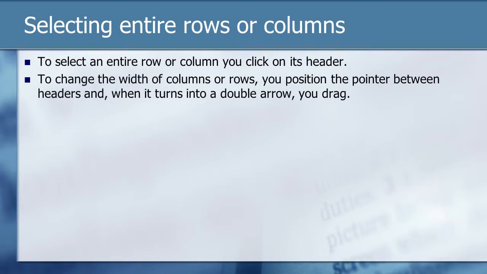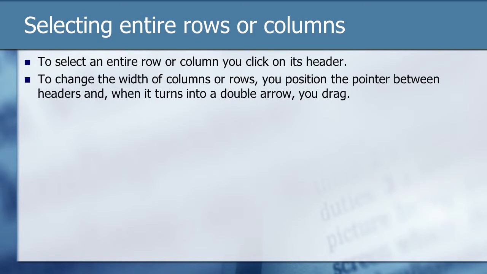Now, if you want to select an entire column or an entire row, you can just click on the column letter, or if you're selecting a row, the row number, and when you do that, it will select the entire column or the entire row.